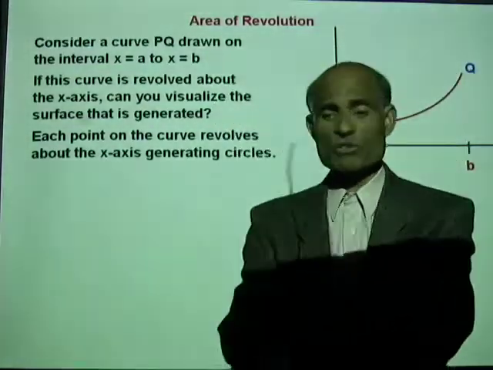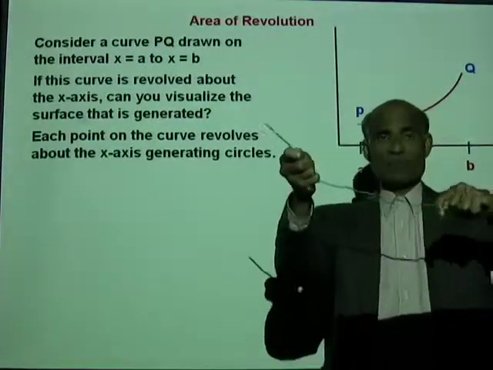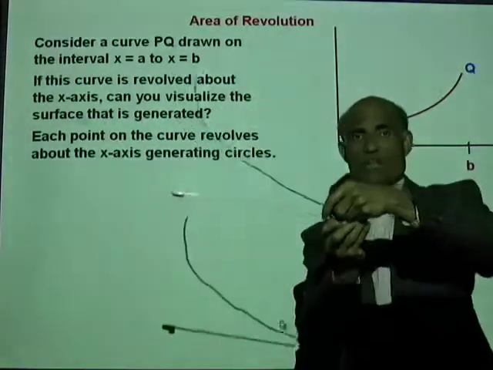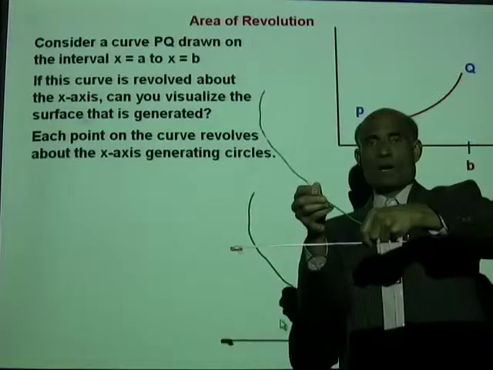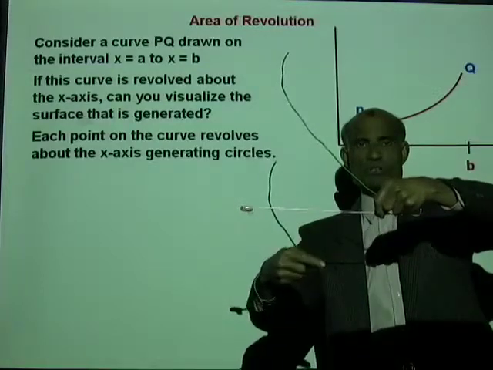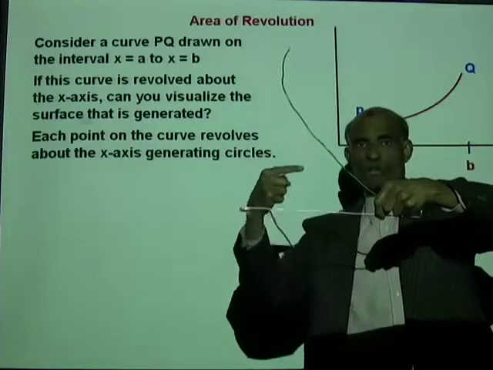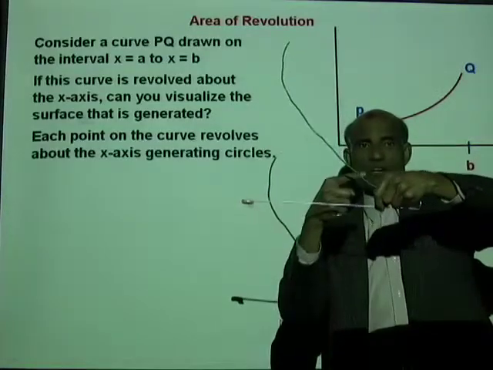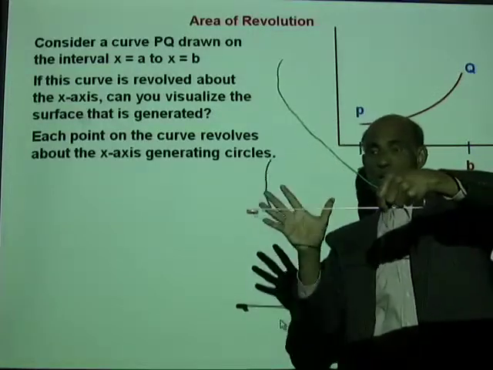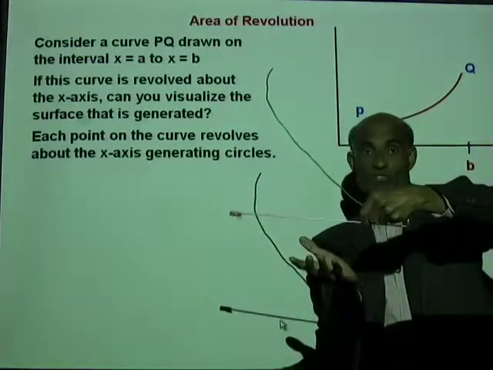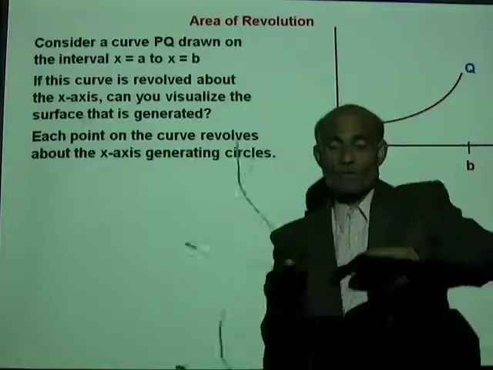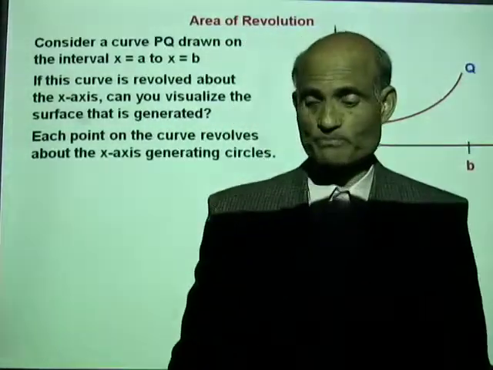Can you visualize that in your mind? If I have a curve like this, and I want to revolve it about the x-axis, I take a point on the curve and revolve it about the x-axis, it will generate a circle. Any point on the curve revolved about the x-axis will generate a circle. That means the whole surface generated by revolving this curve is actually defined by these infinite number of circles. I hope you understand that visualization.